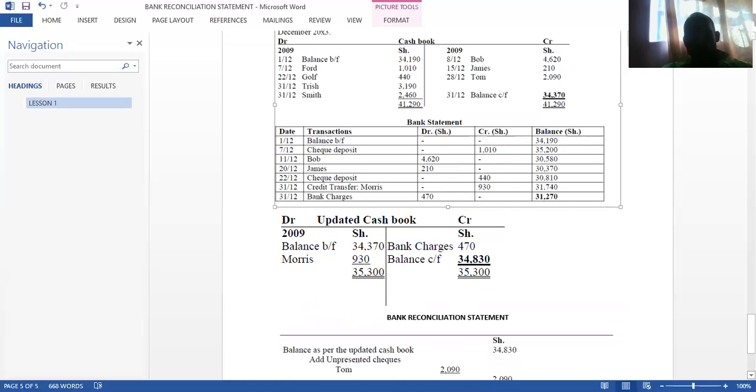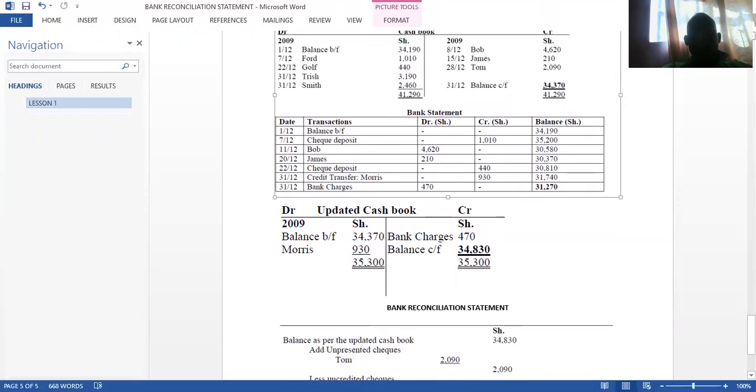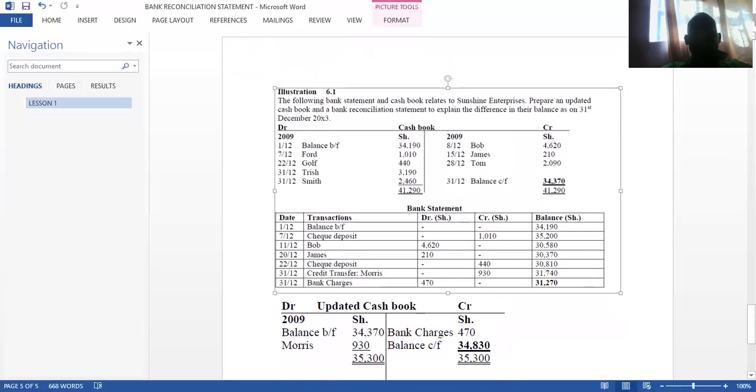So when you come here, you realize it's going to be like this. The balance as per the updated cash book, which is here, 34,830. Then you add unpresented checks. How do you determine the unpresented checks? Unpresented checks are determined like this. Remember, they are in the cash book but missing here. So you look here, 1010 is here. You look for 440, it is here. Then you go to Trish, that 190, it is not here. Then we have Smith, 2460, which is not here.